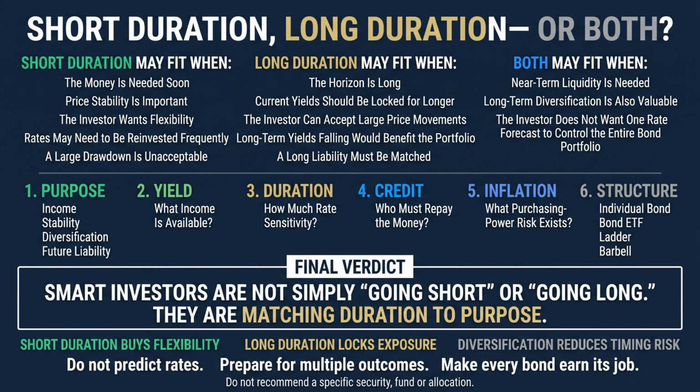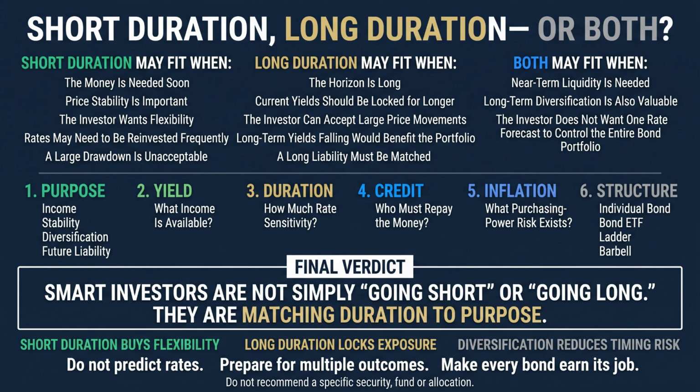The final framework contains 6 decisions. First, define the purpose: income, stability, diversification, or a future liability. Second, examine the available yield. Third, measure duration and the potential price impact of changing rates. Fourth, evaluate credit quality and identify who must repay the money. Fifth, consider inflation and purchasing power risk. Sixth, choose the correct structure: individual bonds, a bond ETF, a ladder, a barbell, or a diversified core.